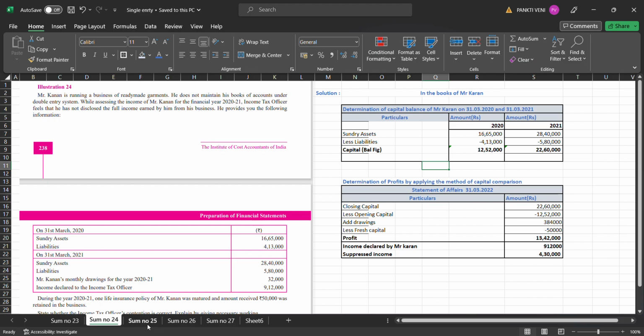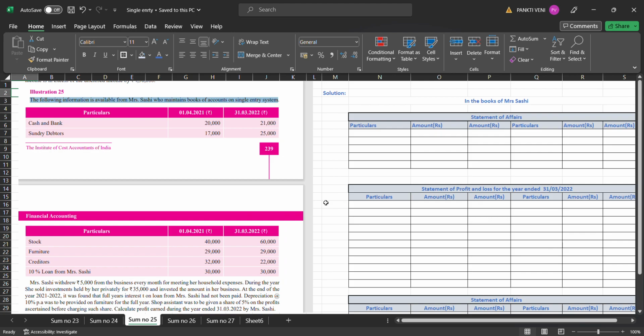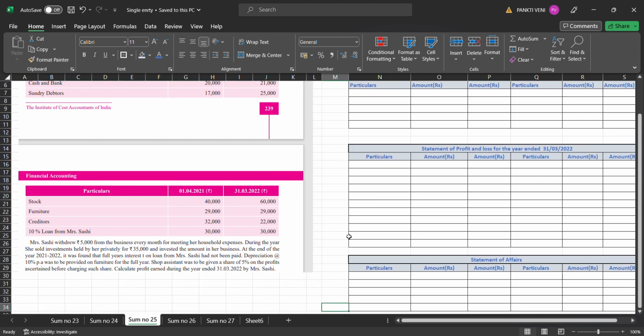We'll take sum number 25. The following information is available from Mrs. Sashi, who maintains books of accounts on single entry system. So cash and bank, sundry debtors, stock, furniture, creditors, 10% loan from Mrs. Sashi. Then Mrs. Sashi withdrew rupees 5,000 from the business every month for meeting her household expenses, drawings information.